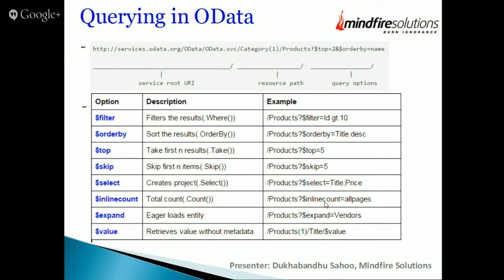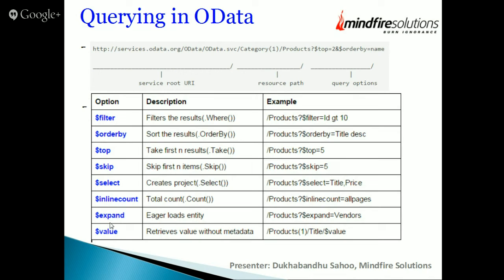The syntax is like $inlinecount=allpages. It has two values, allpages or none. If allpages is given, it calculates the count after the filter is applied. So suppose you have added three or four values like filter, order by, top, skip. Whenever the filter is applied in the query, whatever the result is, it will calculate the count and give the value. We'll see how this inline count will be used.